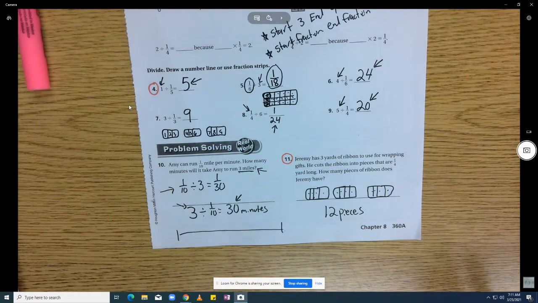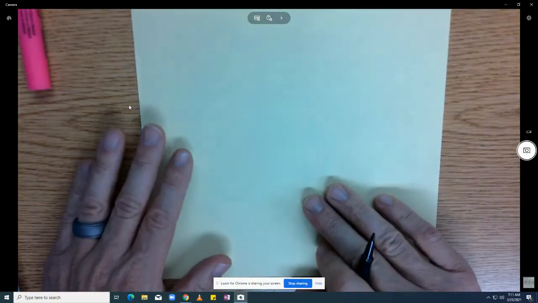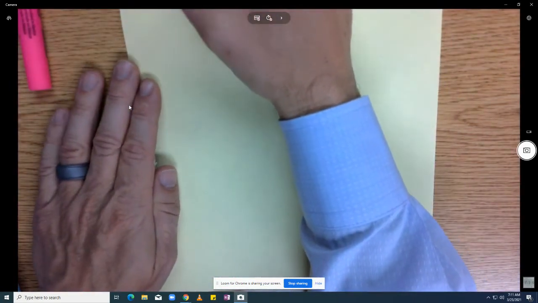Okay, so that was yesterday's homework. Let's dive into today's notes. So let's set up our 3-column notes. Should be doing this at home too.